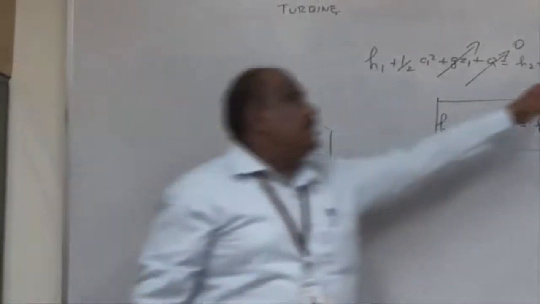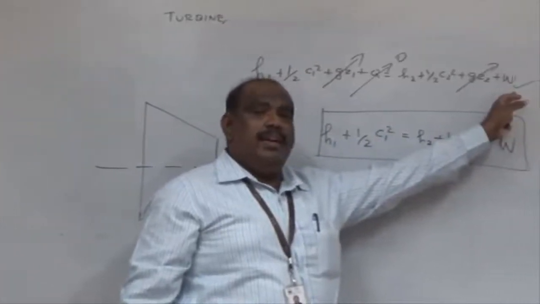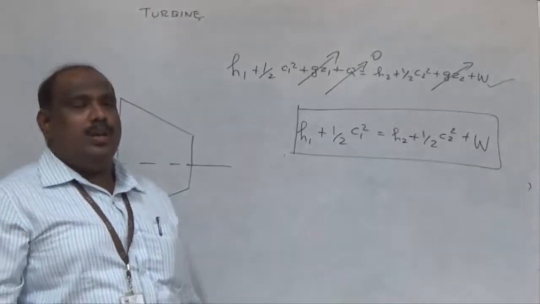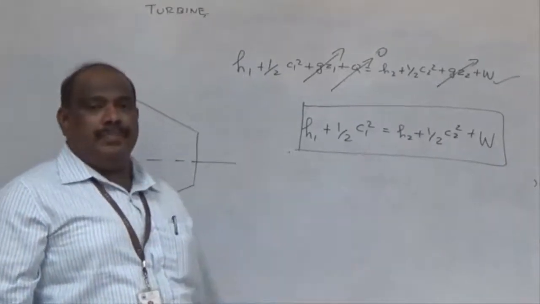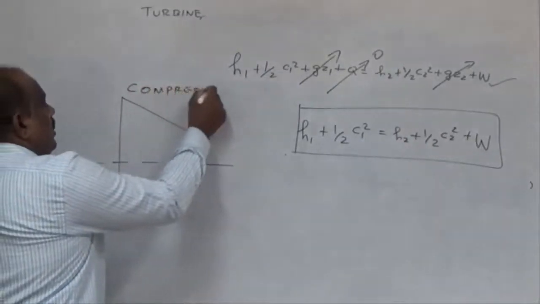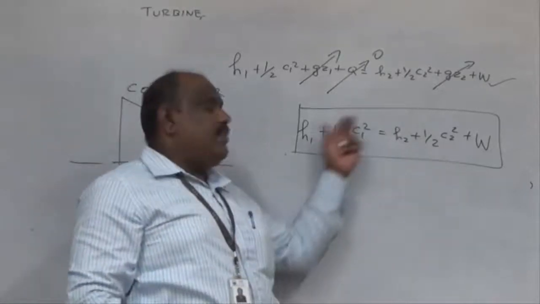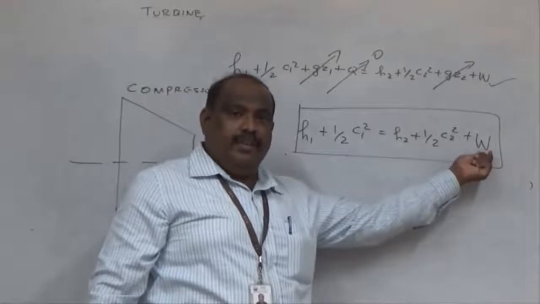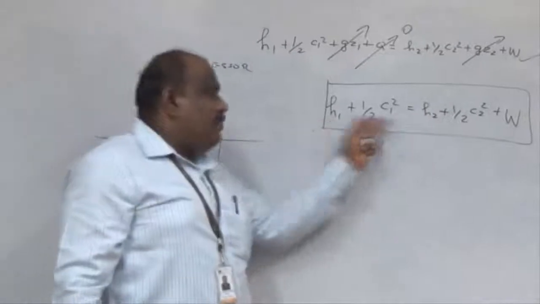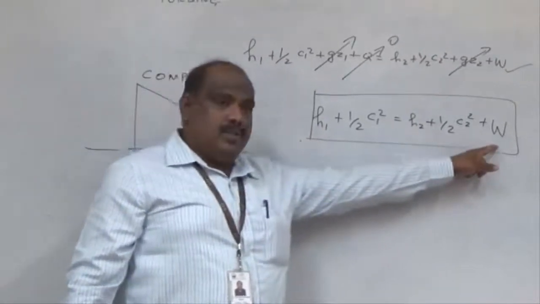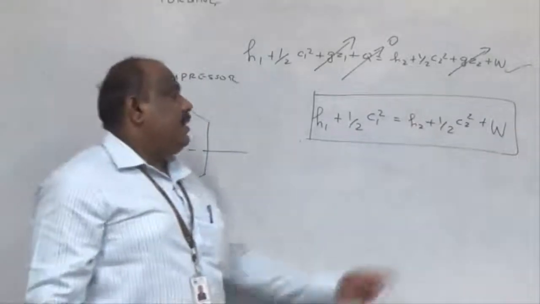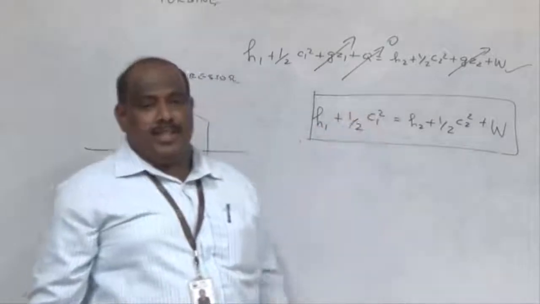So what will be W in case of compressor? Negative, but W will be there. What about Q? We assume Q equal to 0. So what is the expression? The same expression. But when you substitute the values, you will find that W will be negative, which means the compressor is a power absorbing device or work absorbing device. In the same formula, if you use it for a turbine, W should be positive. If it is negative, you have made a mistake in the problem. In the case of a compressor, W should be negative. Otherwise, you have made some mistakes.